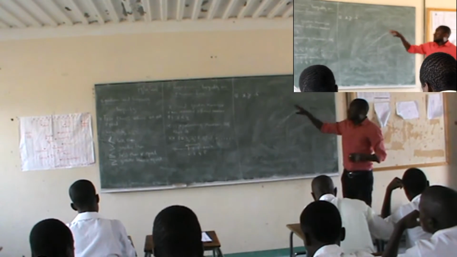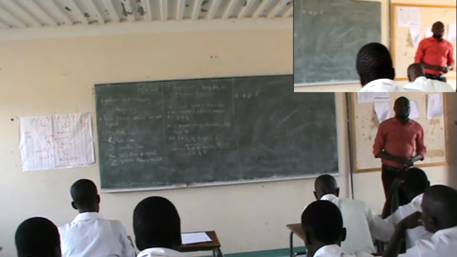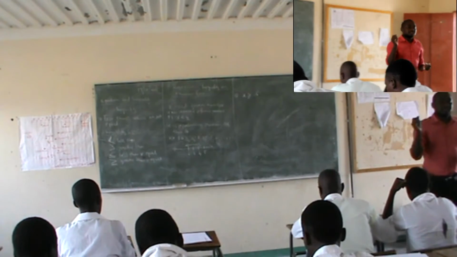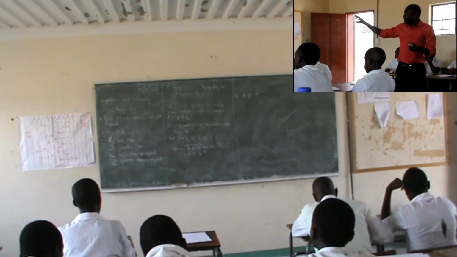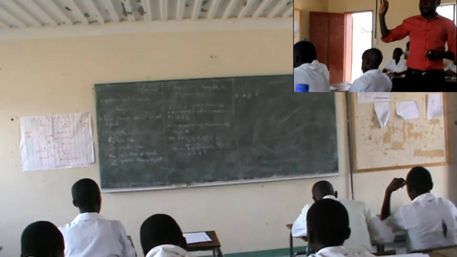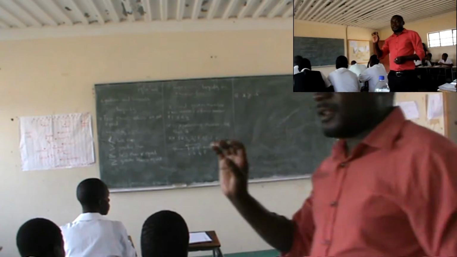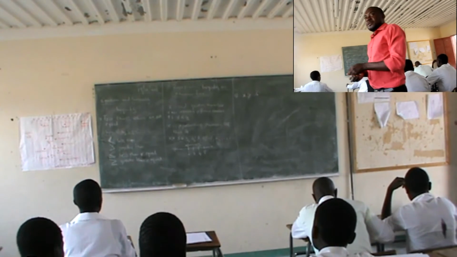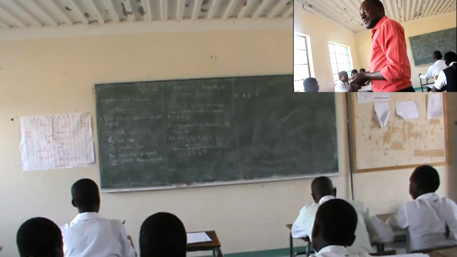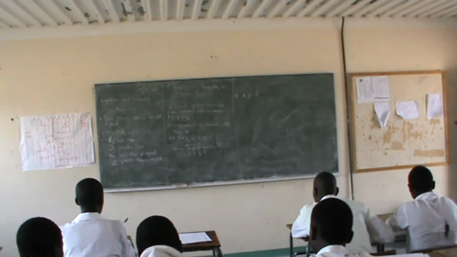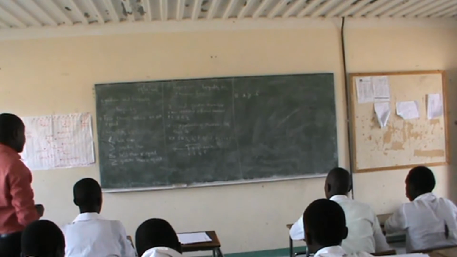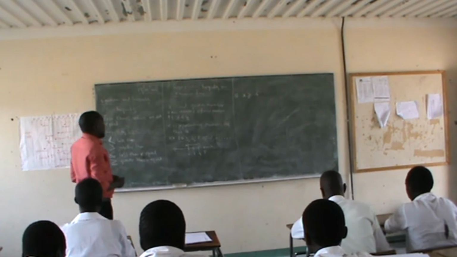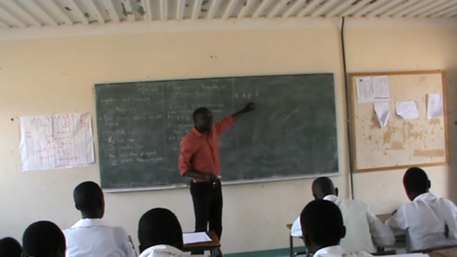Right, we want to represent that inequality. X is what? How do we determine? X is greater than or equal to -6. Right, show this one on a number line.